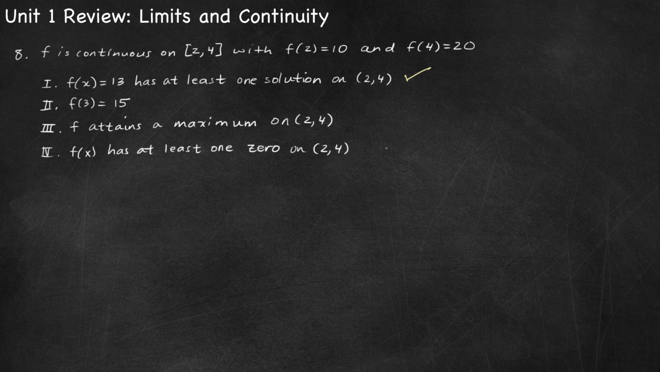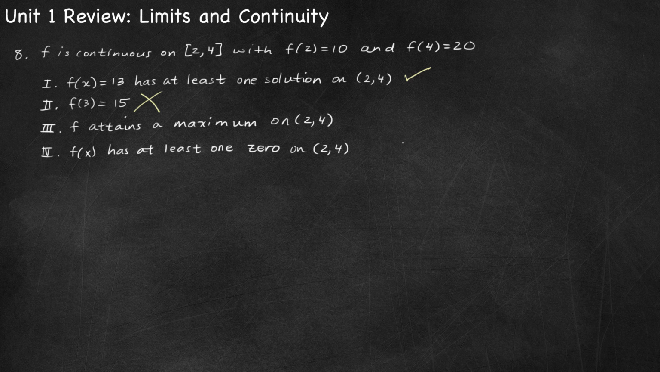Statement number 2 says f of 3 equals 15. Well, we don't know. It might equal 15, but we don't know that f of 3 equals 15. Just because 3 is halfway between 2 and 4 doesn't mean the corresponding y coordinate will be halfway between f of 2 and f of 4. So that's not necessarily true. It could be true, but not necessarily.